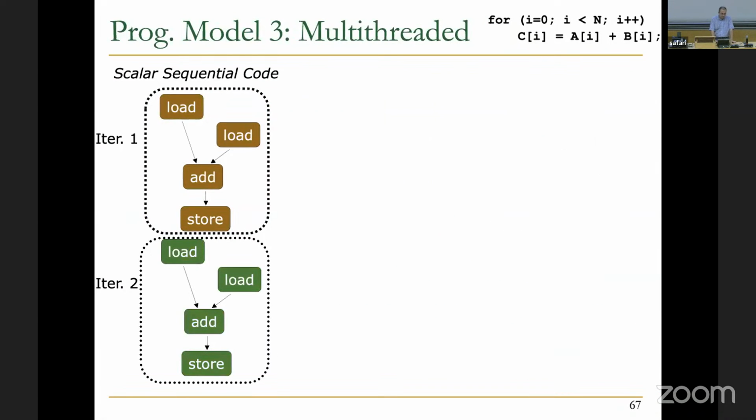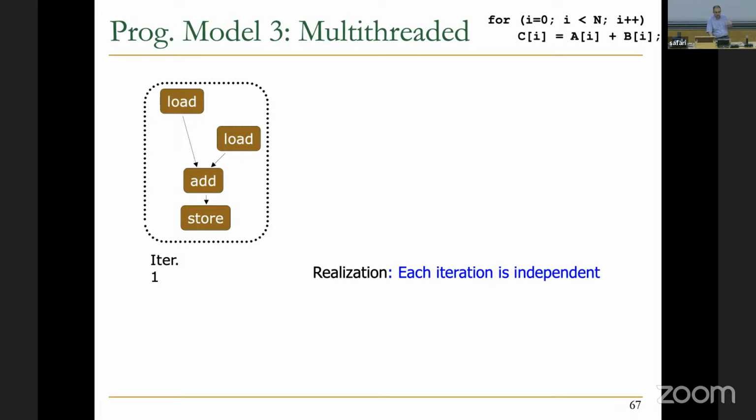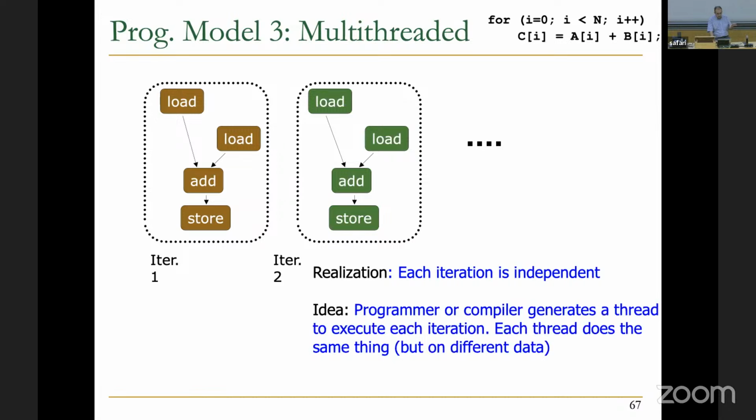We can also do it in a multi-threaded way. We can realize here that each iteration is independent, so we can allocate each iteration to one thread. The compiler generates a thread to execute each iteration. And each thread does the same thing, but on different data. Essentially, every thread will run this code: the load, add, and store. But they are operating on different data elements.